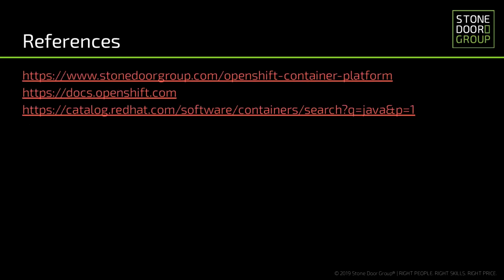Got a couple, 3 references here. Stone Door Group, OpenShift Container Platform, some of our resources. docs.openshift.com. We cannot overstate how key that is. It's a very, very well maintained documentation source. It's split up across the various versions, whether you have a managed version of OpenShift or your own on-premises OpenShift and so on. So I recommend you check that out.